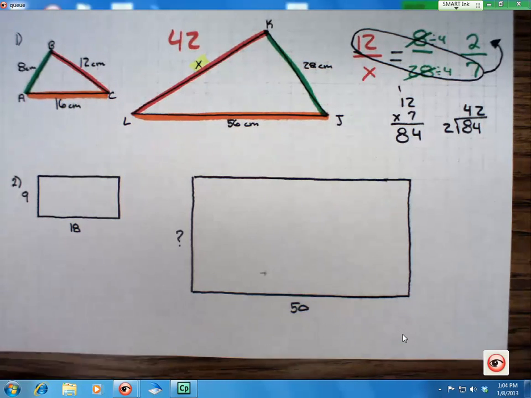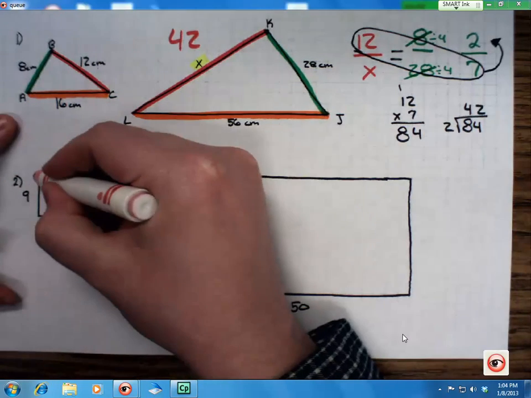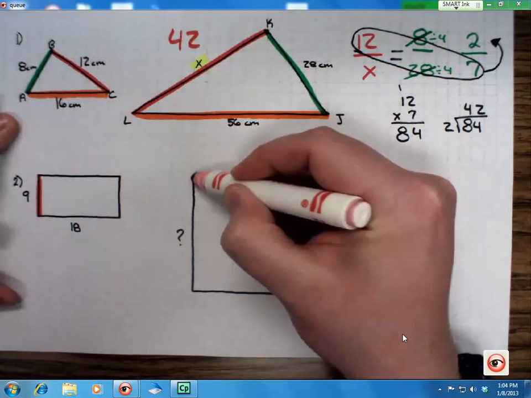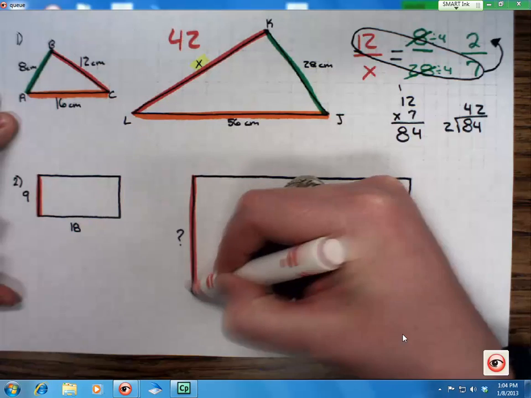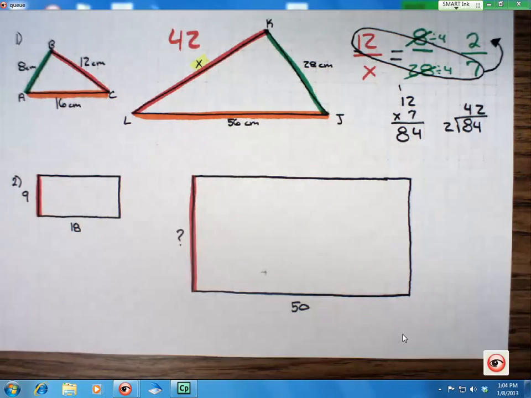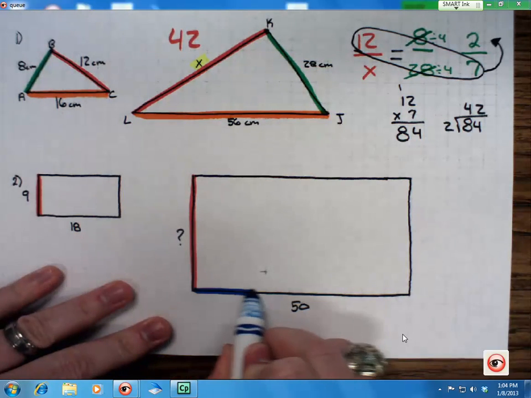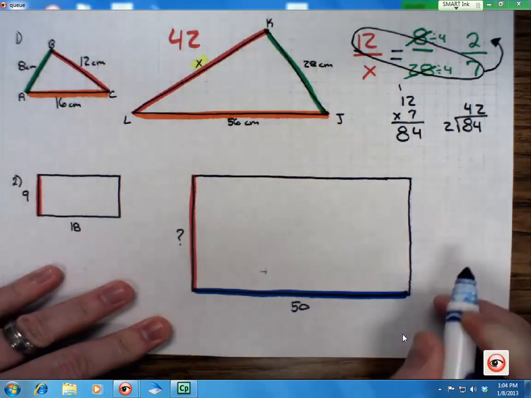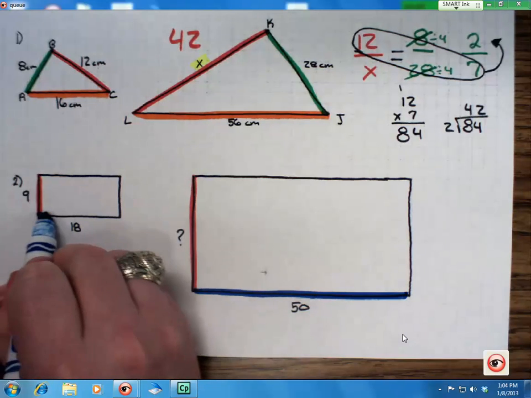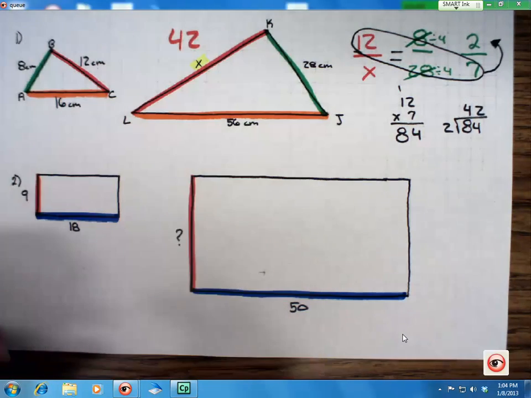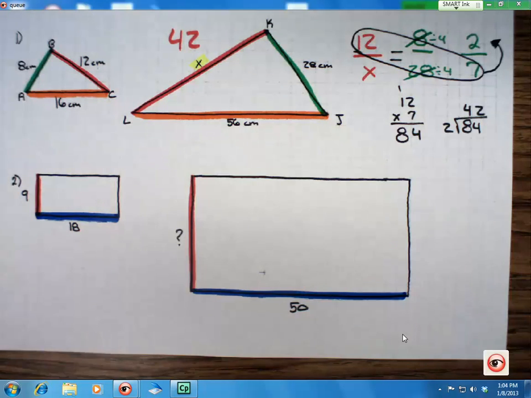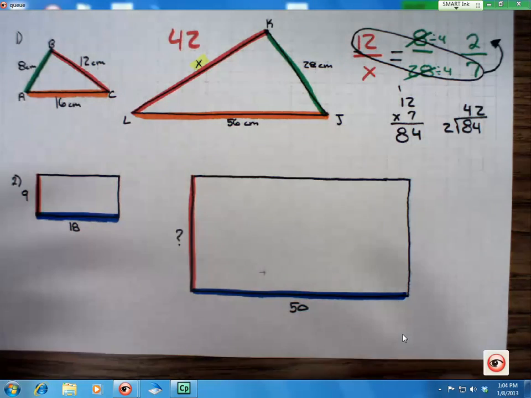Again, on number 2, we're going to do the same thing. First thing I have to do is identify my corresponding sides, and I'm going to color code these, and I would recommend you do the same. And then my corresponding side on the bottom, which, since this is a rectangle, I don't have to do the corresponding sides on the other side and the other top, because since they're rectangles, they equal each other.